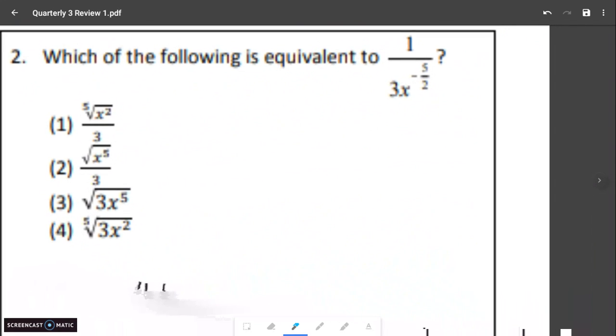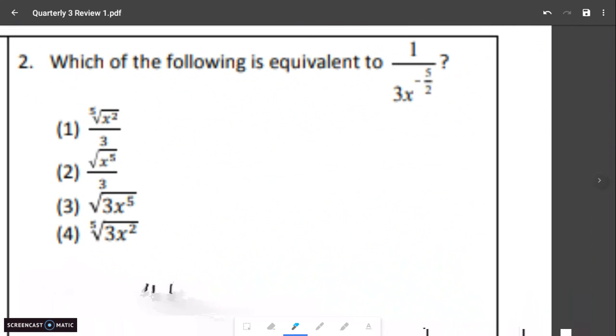Okay, question 2. Which of the following is equivalent to this fraction? Now remember, worst case scenario, use my little SAT trick. Pick a number for x, plug it into the original in the question, plug in that number for x into each answer choice, and whichever answer choice gives you the same number on your calculator, it will probably be an ugly decimal, but whichever answer choice gives you the same number as the original is the correct answer.